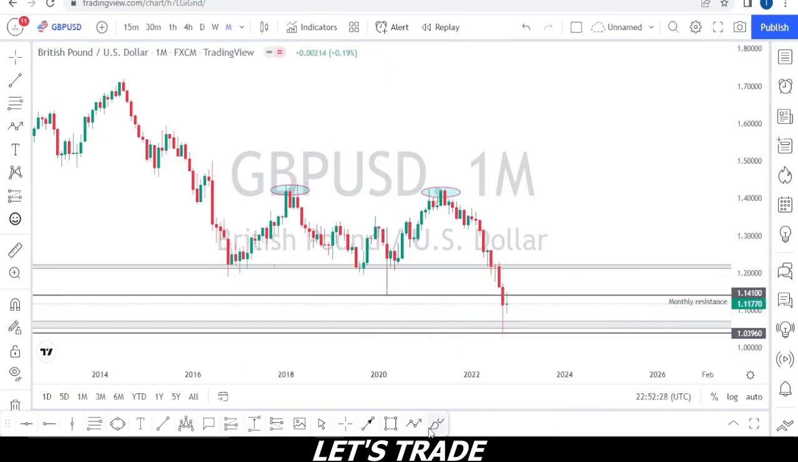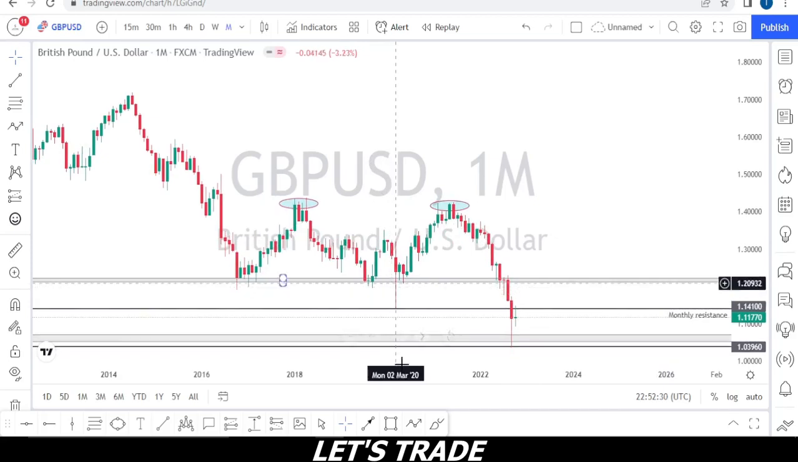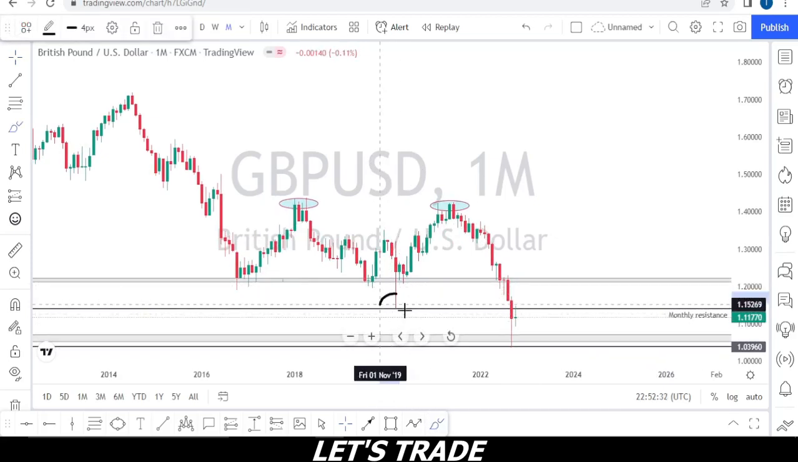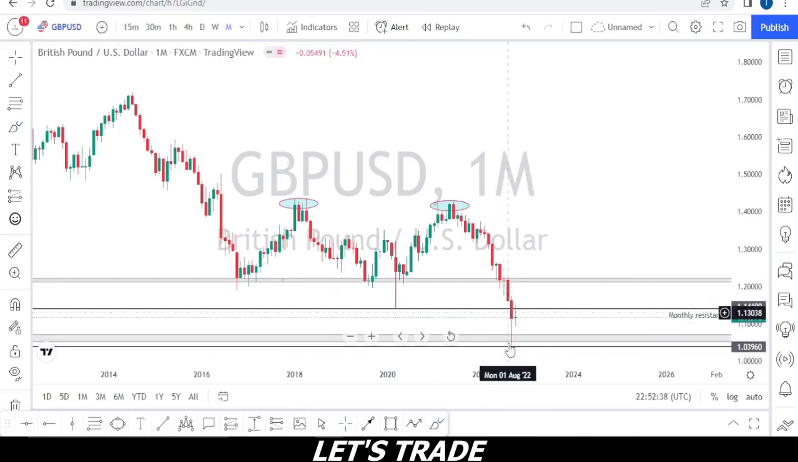Why do I call this a broken zone? Because price bounced off this zone before. If you look here, price reacted to the zone previously and pushed price higher. So price broke down below it and has gone back to retest the zone.